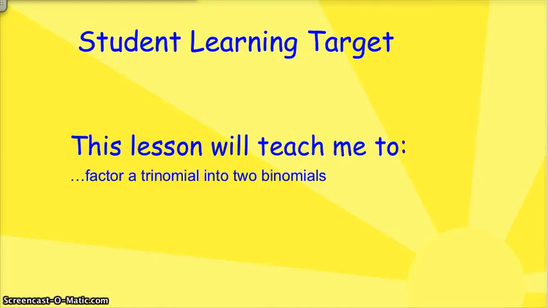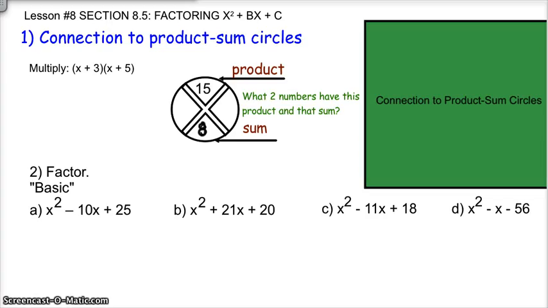This lesson will teach me to factor a trinomial into two binomials. This lesson is going to teach you to undo the double distribution or Punnett square process that you learned in the first half of the unit. You've been working on these product sum circles, and here's the connection that they have to factoring.